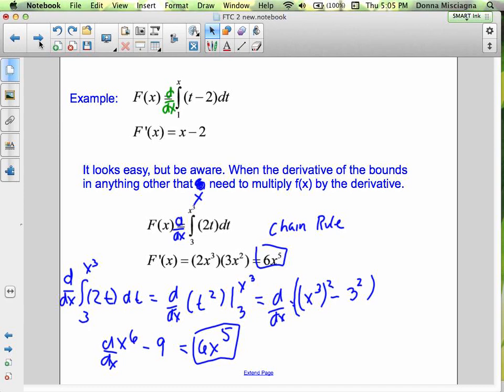Now if I take the derivative, I get 6x to the 5th, which is exactly what we got using the fundamental theorem of calculus. So here it shows you how the derivative and the integral are inverse operations. The only thing that gets lost is the constant, because the derivative of a constant is 0. We can't get that back again.